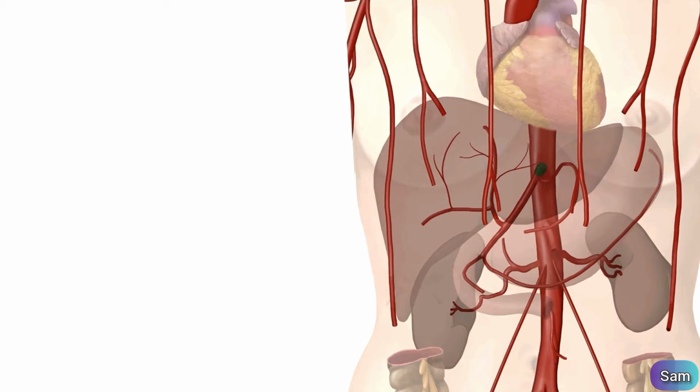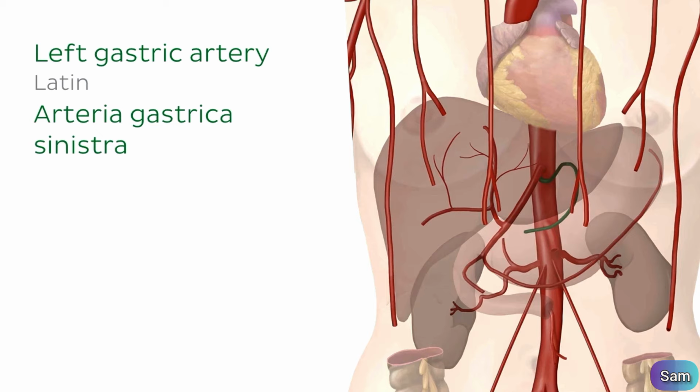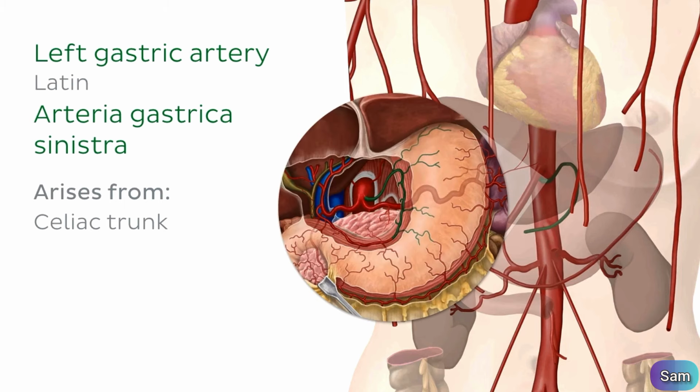So let's first talk about the left gastric artery. And the left gastric artery, as we mentioned before, is the first branch from the celiac trunk and is the smallest of the 3 branches. And the term gastric refers to the stomach. So if we take a closer look, we can see that the left gastric artery does in fact course along the lesser curvature of the stomach.